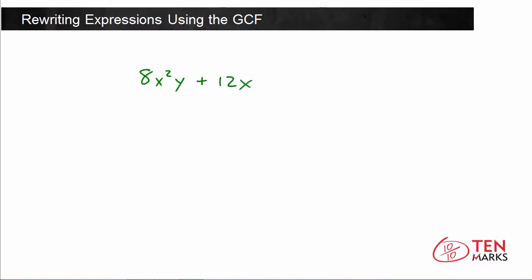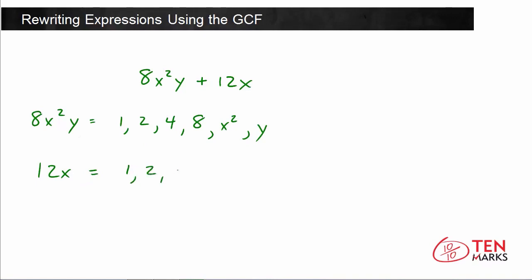And we want to rewrite this expression in a different way. To do that, we need to identify the greatest common factor of both terms. So you need to find the factors for 8x squared y and 12x. These are our two terms. So the factors of 8x squared y are the numbers, I'm just going to put an equal sign, but that's not equal. But the factors are 1, 2, 4, 8, and then you have x squared being multiplied, and you have y. Down here, you've got 12x. The factors are 1, 2, 3, 4, 6, and 12. And lastly, the factor of x.